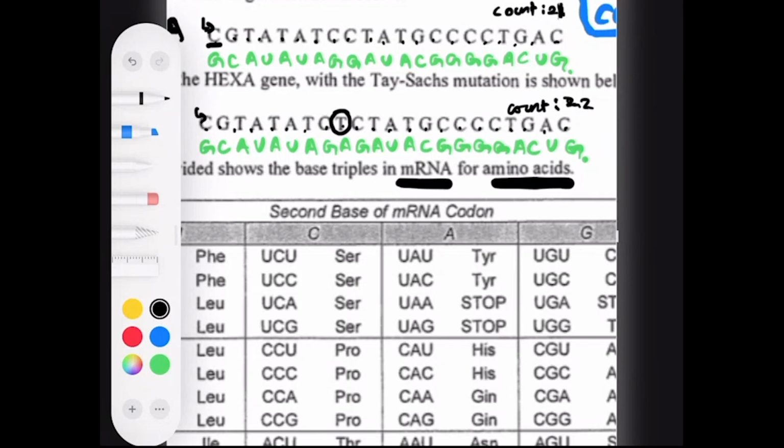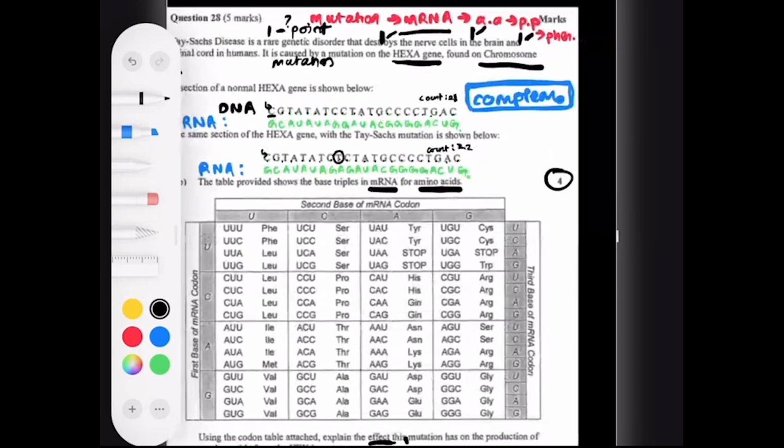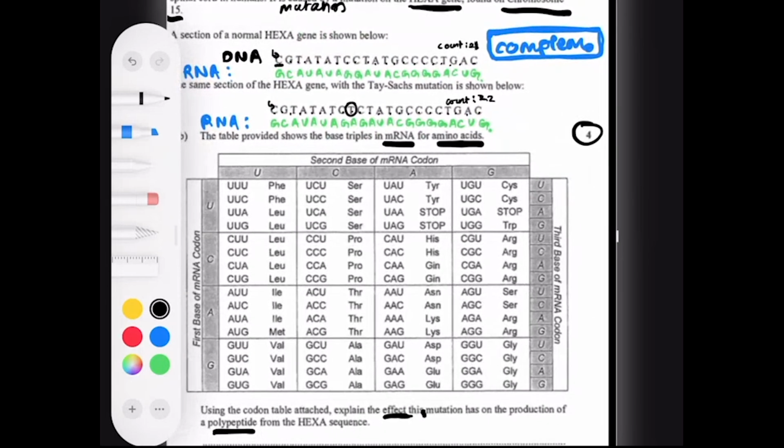So there's been a frameshift insertion mutation here, and specifically a thymine has been added. So you get 1 mark for identifying that thymine has been added. Very good. So we've got the mRNA.